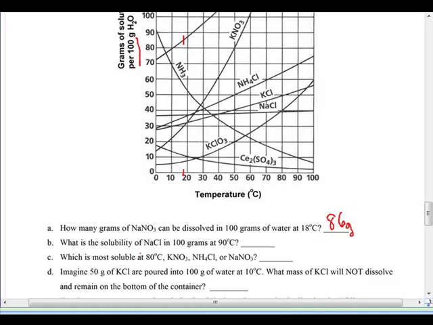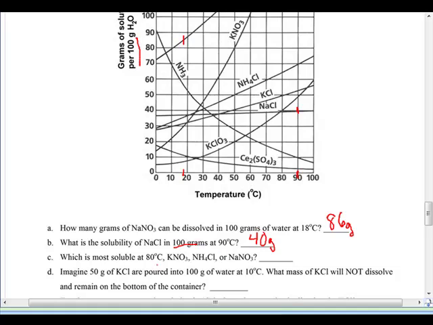All right, what's the solubility of NaCl in 100 grams at 90 degrees Celsius? So find 90 degrees Celsius right here, and then go up to NaCl, and it crisscrosses right there. So we'll say just about 40, maybe slightly under 40 grams. Okay, that's how much we can dissolve in 100 grams of water if the temperature is 90 degrees.